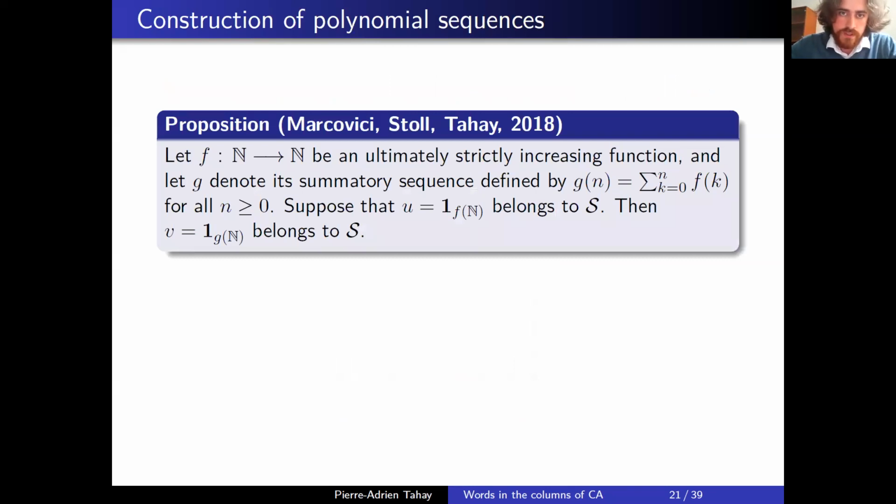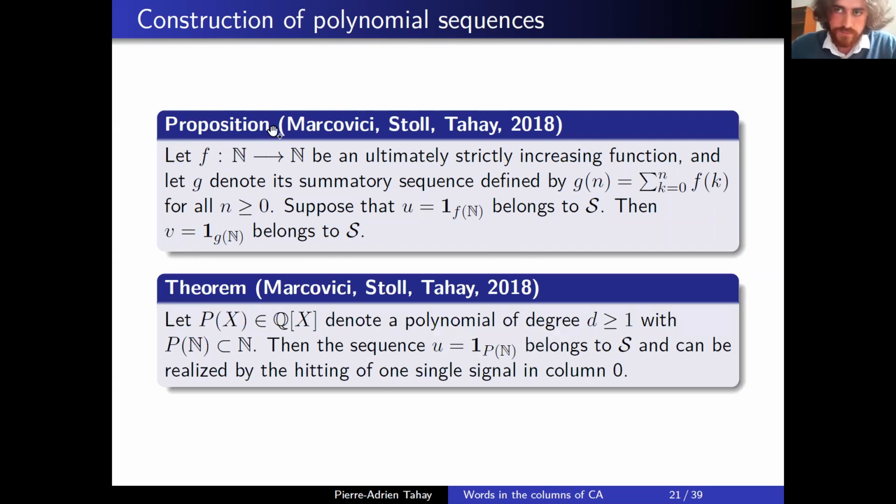And with Marcovici and Stoll, we established this first proposition for an ultimately strictly increasing function f. If the characteristic function of f is constructible by CA, which means the function belongs to S, then the characteristic function of the summatory sequence also belongs to S. So this characteristic sequence is also constructible by CA. And with this proposition, we establish that the characteristic function of the polynomials belongs to S, and we can realize the characteristic sequence by hitting a signal in column zero of the cellular automaton.